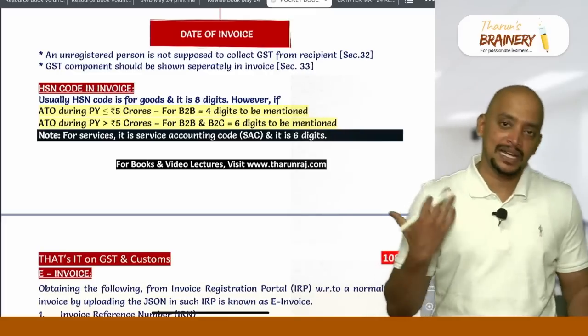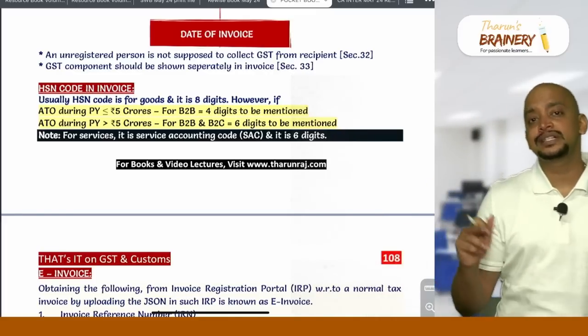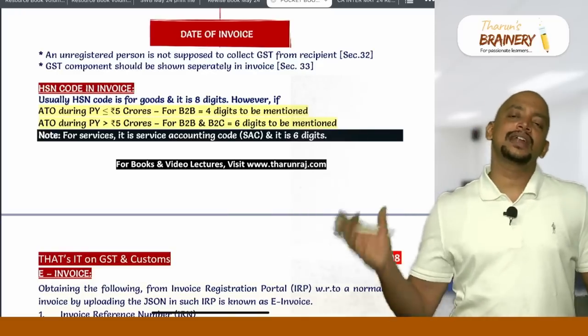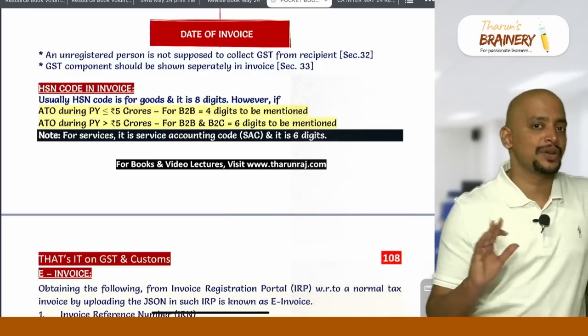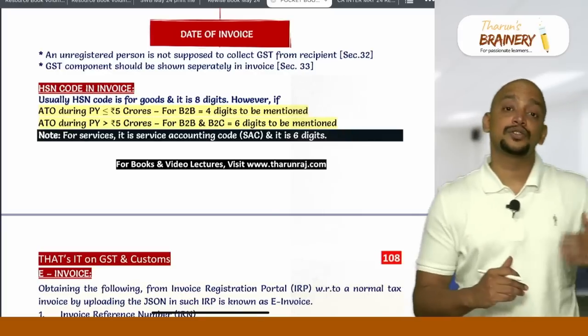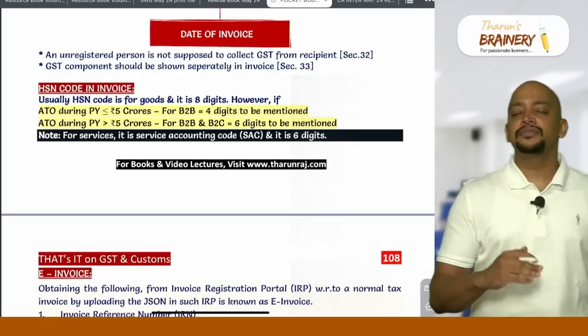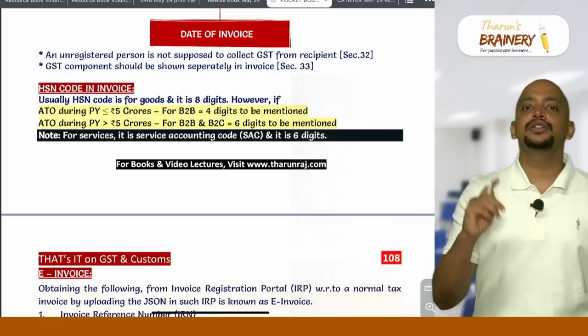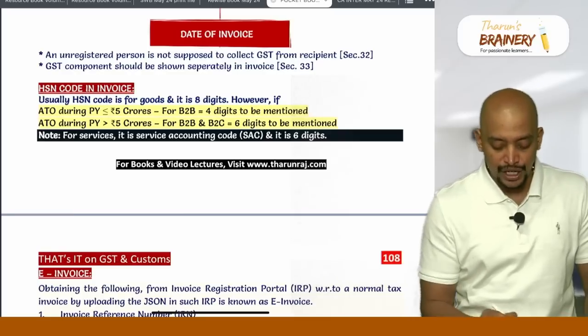SAC code is developed by the Indian government only, and SAC code is a 6-digit number, whereas HSN code is an 8-digit number. However, not all 8 digits need to be entered. Suppose the aggregate turnover of the supplier during the previous year does not exceed 5 crores, then with respect to their B2B supplies, that is supplies to a registered person only, they need to enter HSN, that too 4 digits only.